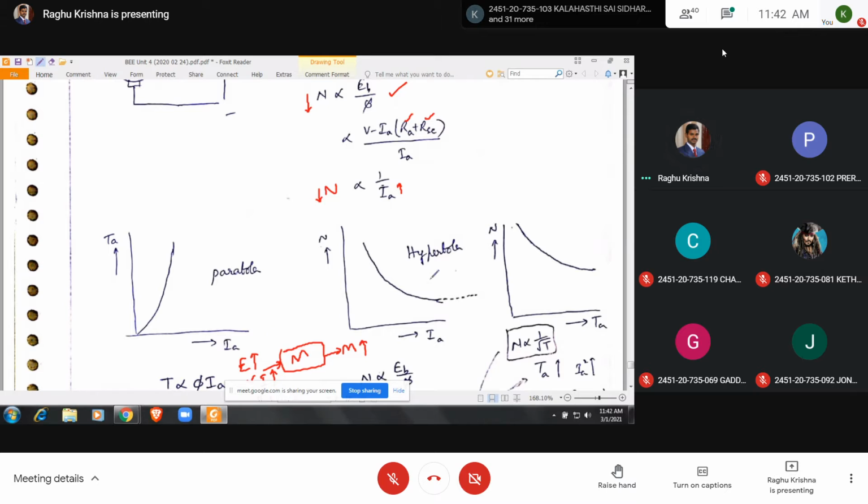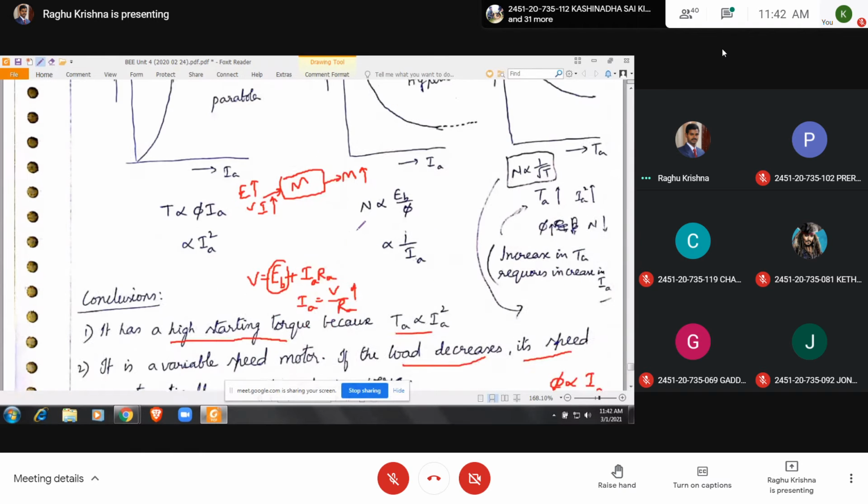And here the speed goes to a dangerously high value for low values of current. At no load, as the armature current is very small, the speed goes to a dangerously high value. That's why we must not start a DC series motor without a load. Always we have to connect a load and then we can start a DC series motor.